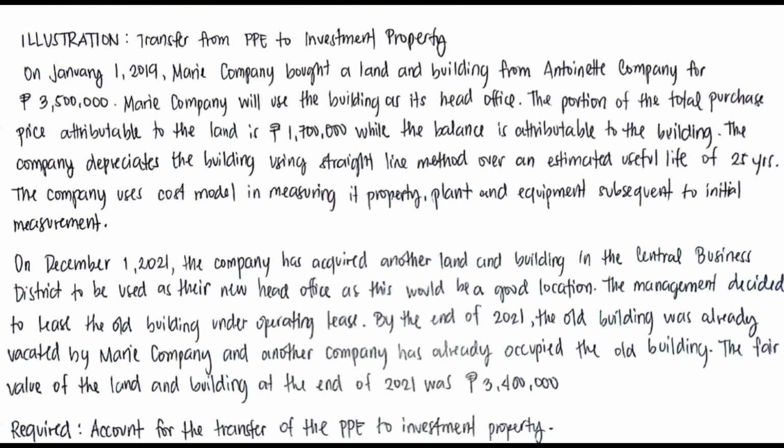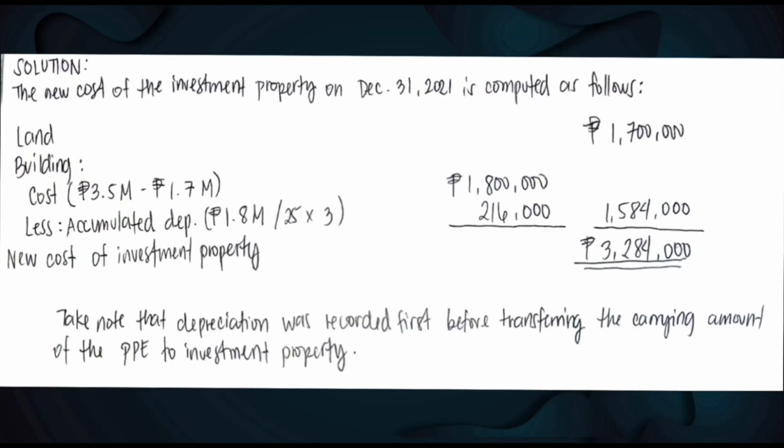Required: account for the transfer of the PPE to investment property. So, mao ni atong solution. So, since property, plant, and equipment is accounted using the cost model, the transfer will be based on carrying amount on the date of transfer. Hence, the fair value of the date of transfer is ignored and no gain or loss on transfer will be recognized. So, the new cost of investment property on December 31, 2021 is computed as follows.